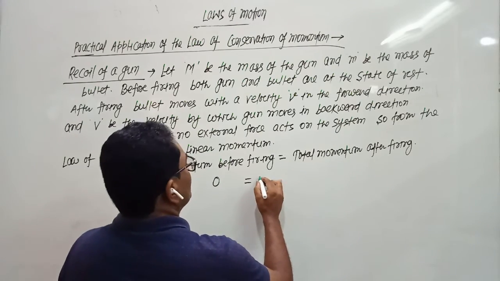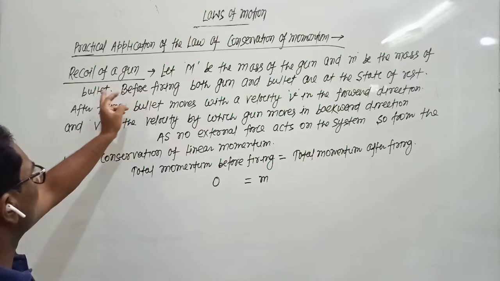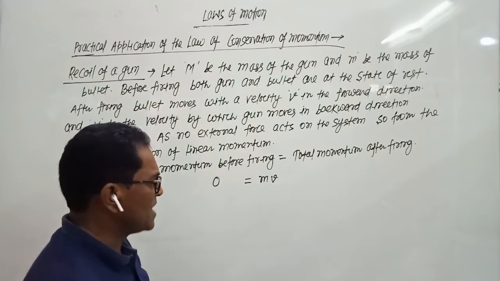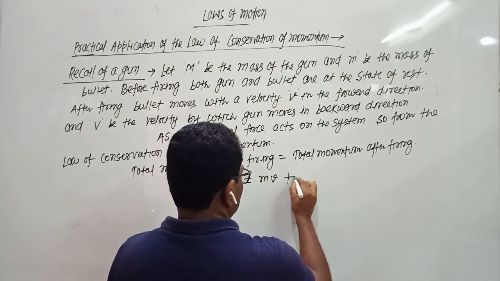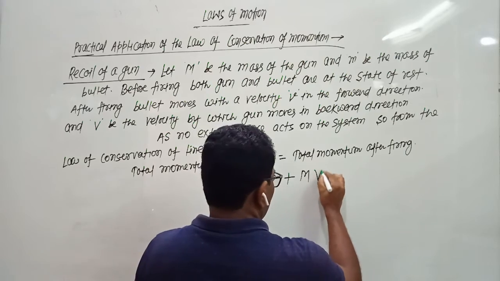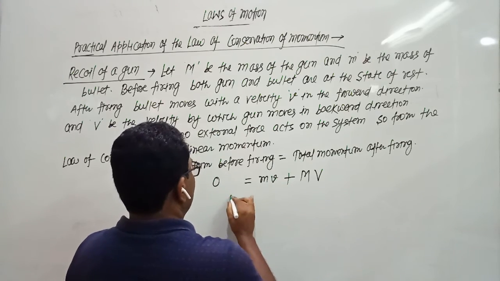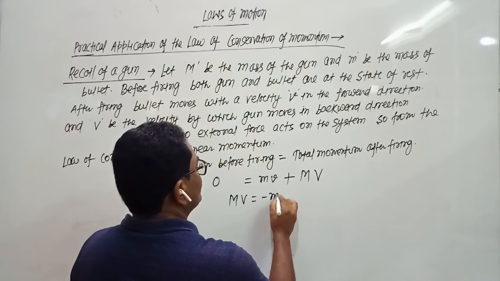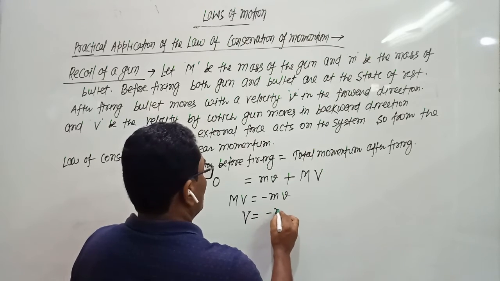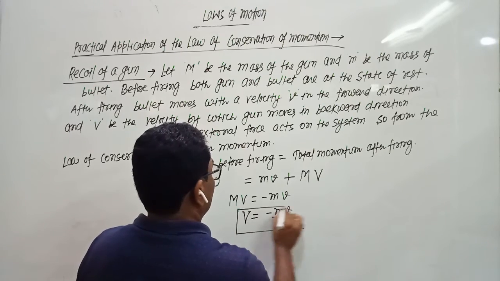Momentum of the bullet is mass of the bullet, small m, into velocity of the bullet, small v, plus momentum of the gun, mass of the gun, capital M, into velocity of the gun, capital V. So we get M into V equals minus small m into small v, and the value of V obtained is equal to minus m v upon capital M.